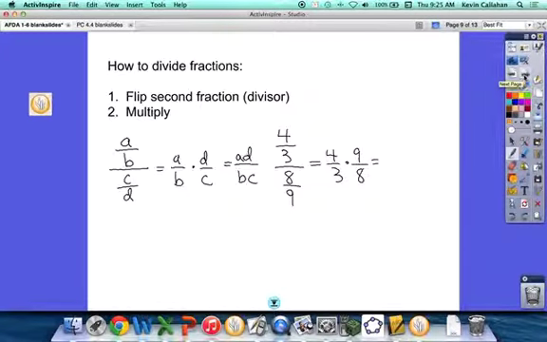Okay, now when you divide fractions, remember, to divide by a fraction is to multiply by the reciprocal.